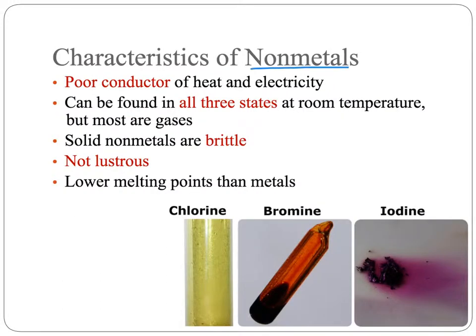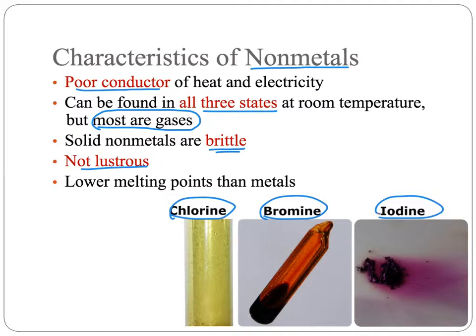Nonmetals, that other major group on the periodic table, are basically the opposite of metals. They are poor conductors of heat and electricity. They can be found in all three states of matter at room temperature, but most are gases. And they're very important gases: oxygen, nitrogen, hydrogen. Solid nonmetals are brittle. They break when they are bent. They are not shiny. They are not lustrous. And in general, they also have lower melting points than metals. These three elements that I mentioned earlier are all nonmetals. Chlorine is a gas, bromine a liquid, and iodine a solid. Now, if you warm up iodine a little bit, it will turn directly from solid into gas.